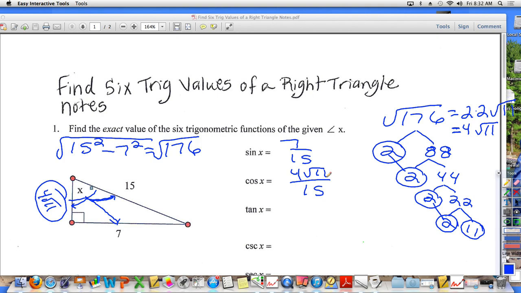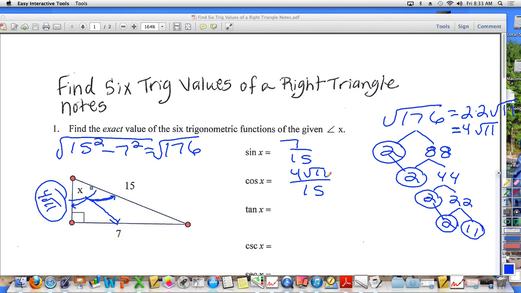All right, tangent, what does tangent mean? Opposite over adjacent. But I also want you to get used to thinking of tangent as the sine value divided by the cosine value. Is it wrong to think of it as opposite divided by adjacent? Absolutely not. It is not wrong to think of it like that. But you need to be comfortable with that sine divided by cosine relationship.